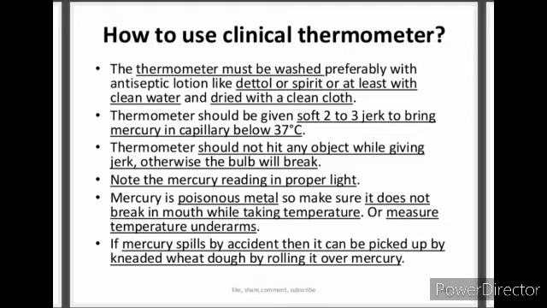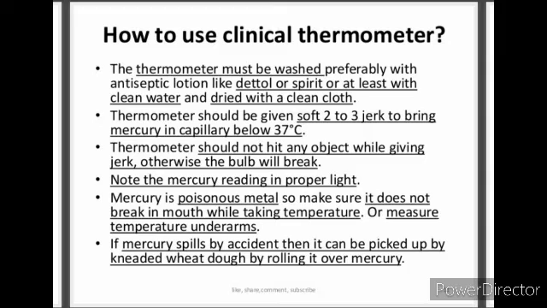Now next we'll move to how we should use a clinical thermometer. The thermometer must be washed, preferably with antiseptic lotion like Dettol or spirit, or at least with clean water, and dried with a clean cloth after every use. After every use it should be cleaned. Next, the thermometer should be given soft 2-3 jerks to bring the mercury in the capillary below 37 degrees Celsius. We have seen what doctors do when we visit them. They shake it 2-3 times and then put it in our mouth to read the temperature, so that the mercury in the capillary tube reaches below 37 degrees Celsius.